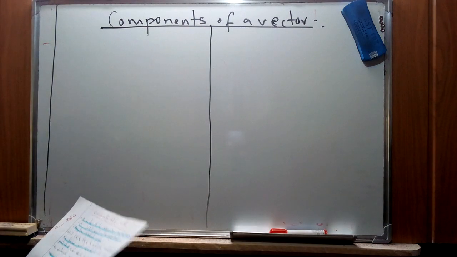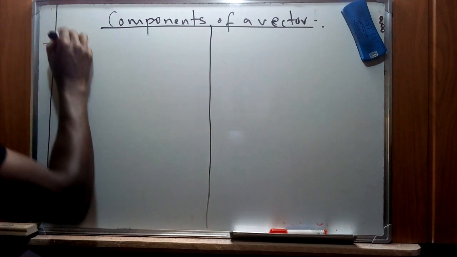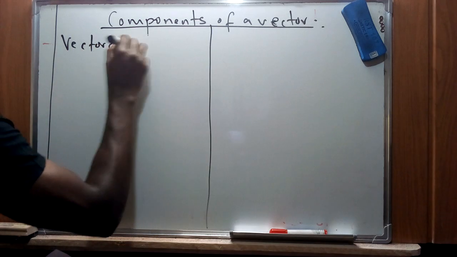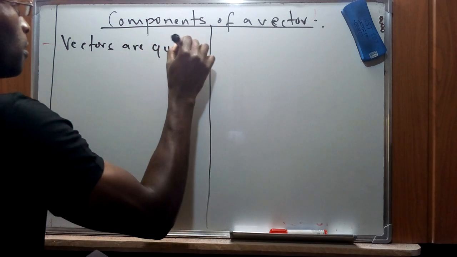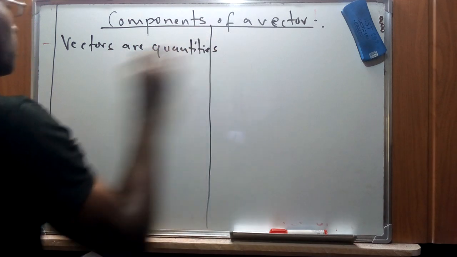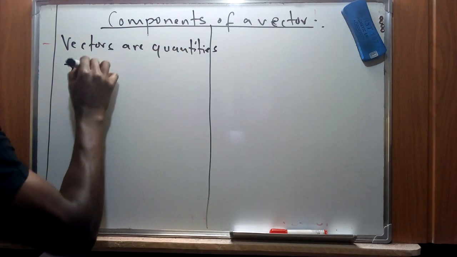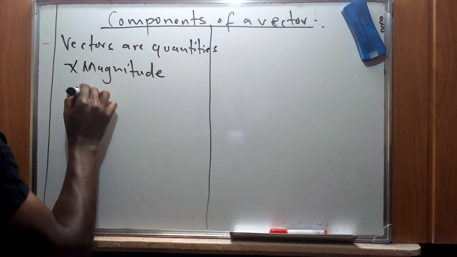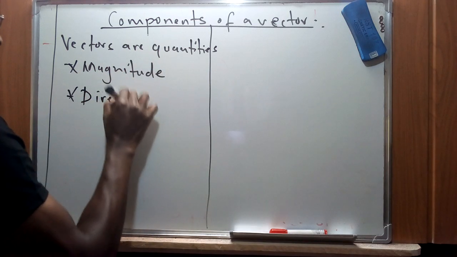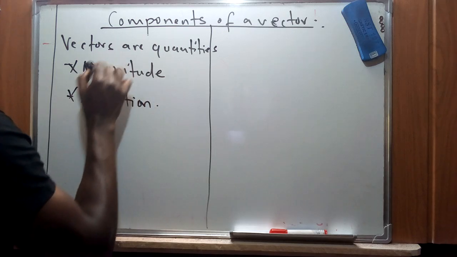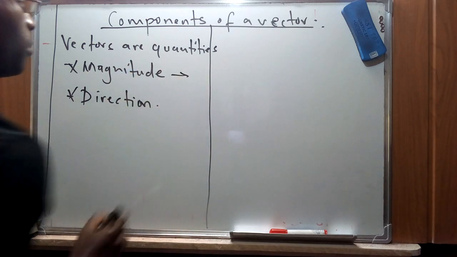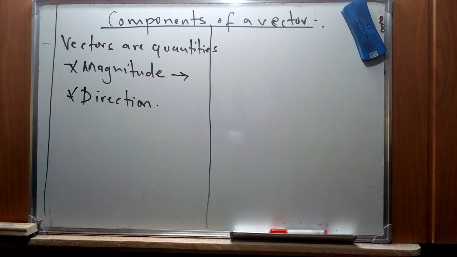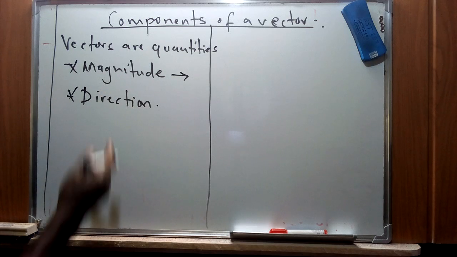So in that case, as we said, vectors are quantities with magnitude and direction, or quantities that represent magnitude and direction. And therefore, we are going to see that there are different ways in which they are going to be represented using magnitude and maybe direction.